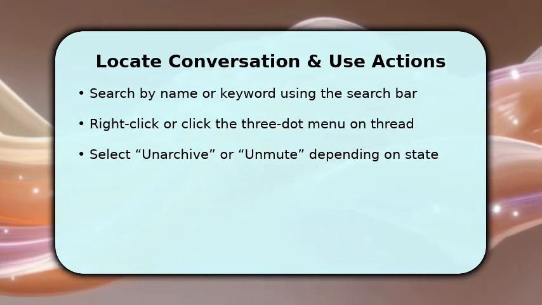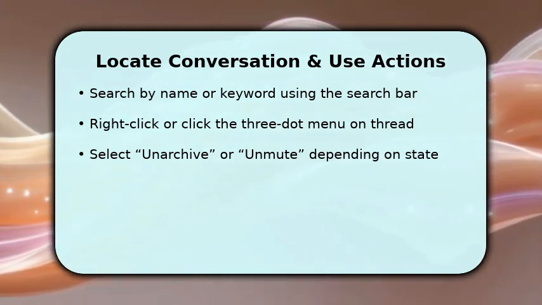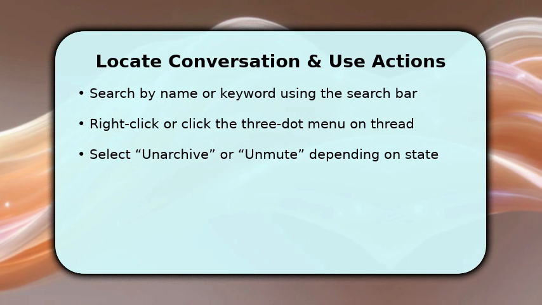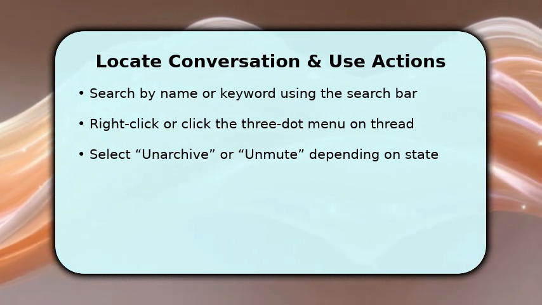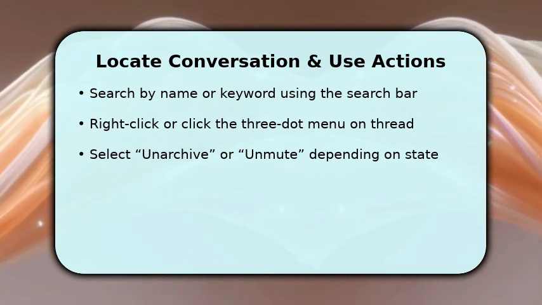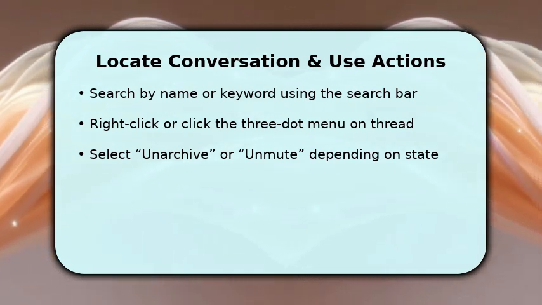Once you spot the conversation, open it and click the three-dot menu or right-click the thread in the list. Choose Unarchive to restore its place in the main chat list, or select Unmute or Show in Chat if it was hidden by settings. This restores normal notifications and visibility.